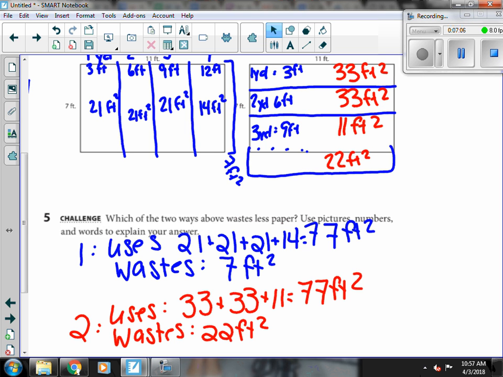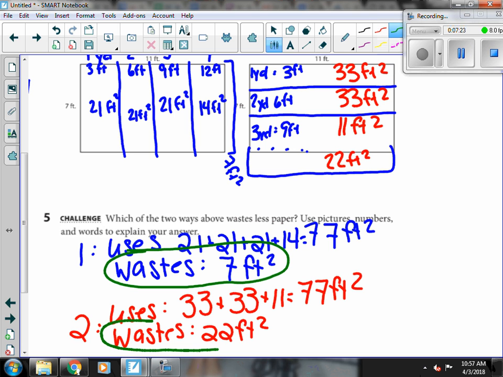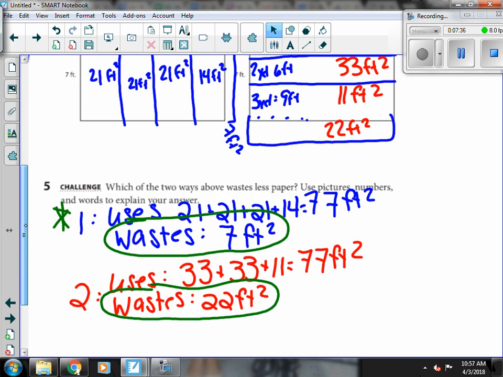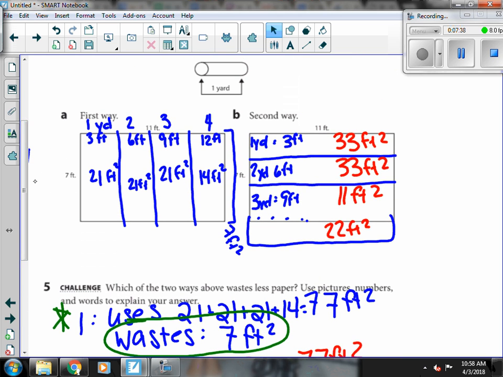Now they both use 77 feet squared. Does that make sense? Because I'm covering a bulletin board, and both the bulletin boards are the same size. So it would use the same amount, but this waste part is a big difference. This one only wastes 7 feet squared, and this one wastes 22 feet squared. So I would want to go with the first way and make more up and down stripes so I have less that I am wasting. Okay, and that is our homework reviewing our perimeter and area.